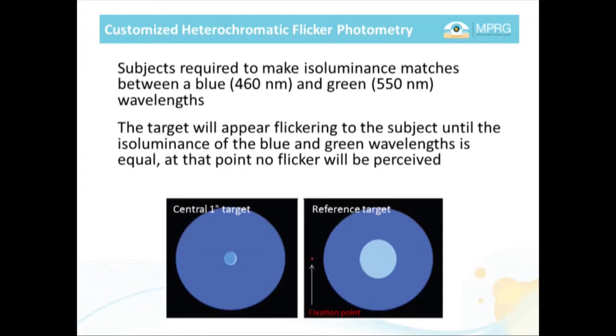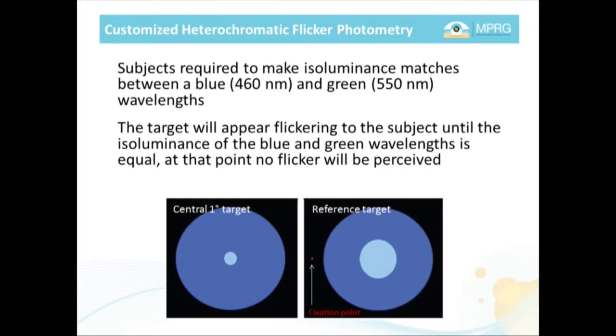So the first one I'm going to discuss is customized heterochromatic flicker photometry. We use a research model called the macular metrics densitometer, but there's lots of clinical devices out there on the market. There's a few downstairs in the exhibit hall for you to view and ask questions about. For this one, subjects are required to make isoluminance matches between a blue and a green wavelength. With our device, the target will appear flickering until that isoluminance match has been made. It'll then appear still to the subject.